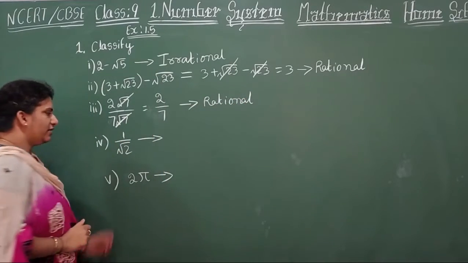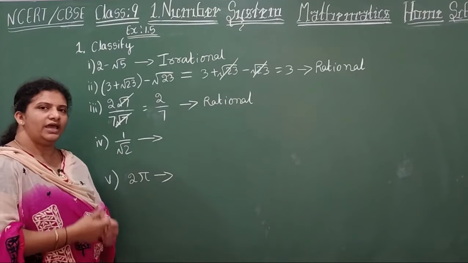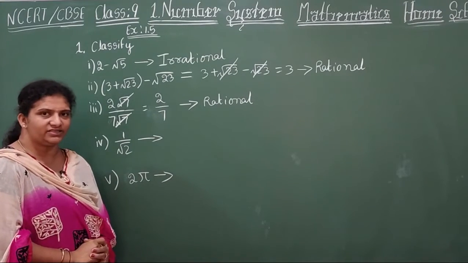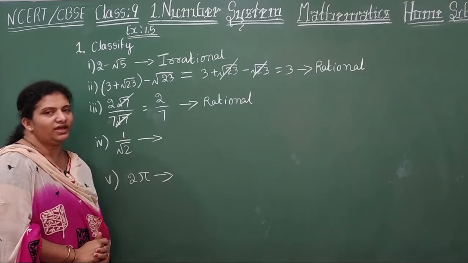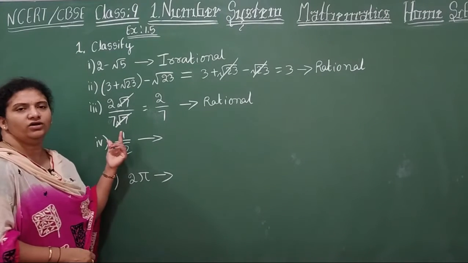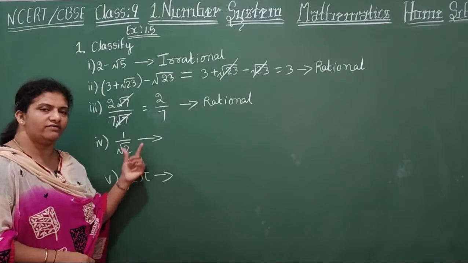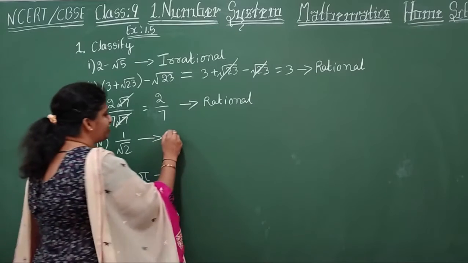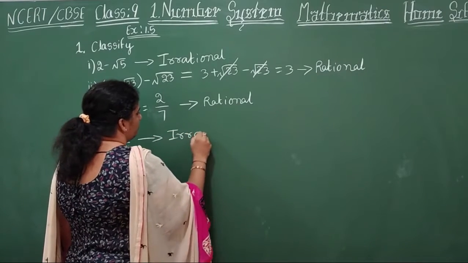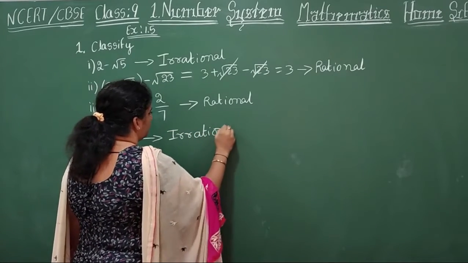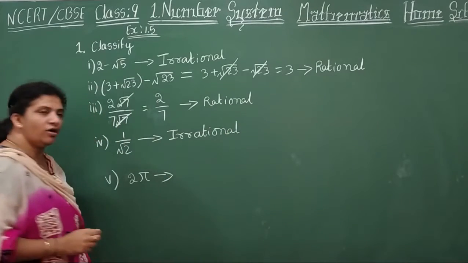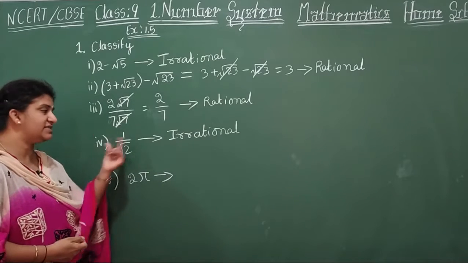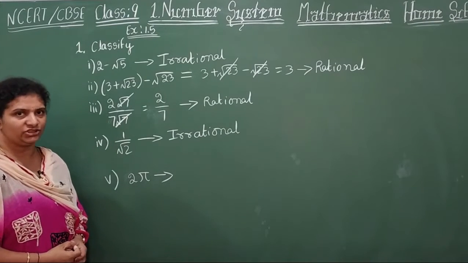Okay. Next coming to your fourth one. Any rational number when it is divided by an irrational, your quotient will be irrational. So here, no need of dividing this one. Always your answer will be how much here children? It will be irrational. When your denominator is irrational, your answer will be irrational. This type of a number is an irrational number.